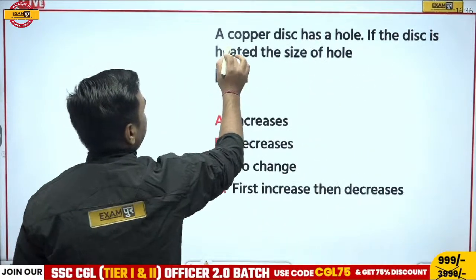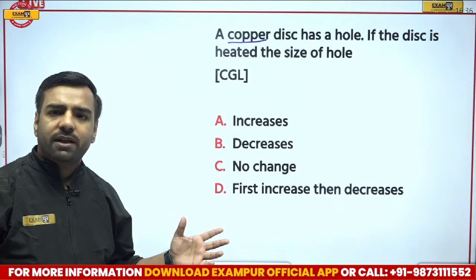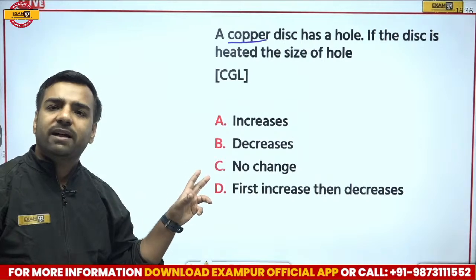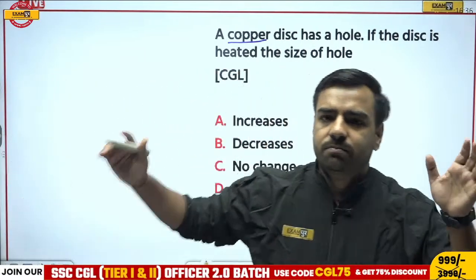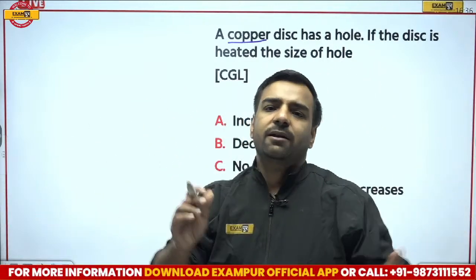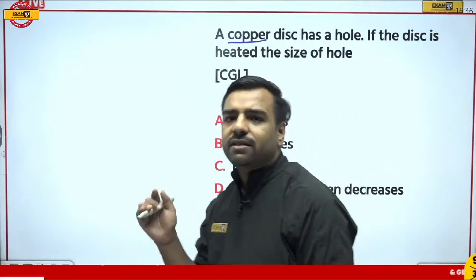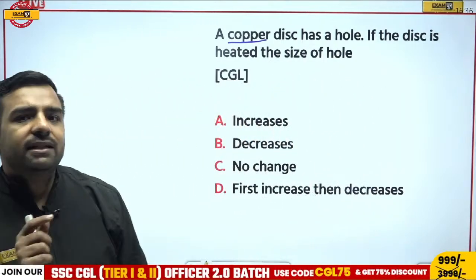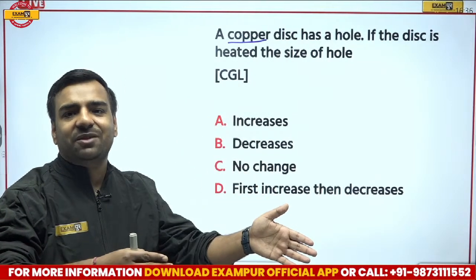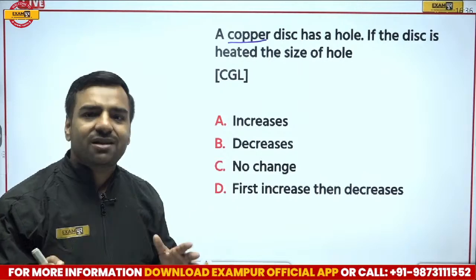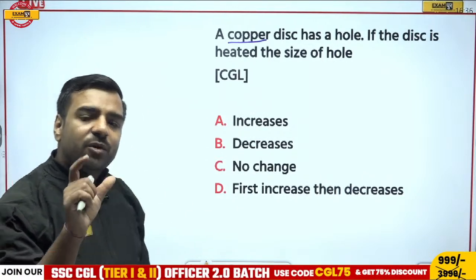Now let's understand. If I'm talking about copper, we know that metals have the property that when they're heated, they expand. You can think about the rails on which our trains are running. There also that gap is given. Why? Because in the summer season they will expand, right? And at that time we don't want these lines to cause the derailment of the train. The train should not derail, right? So those gaps are given because the rails will be expanding.